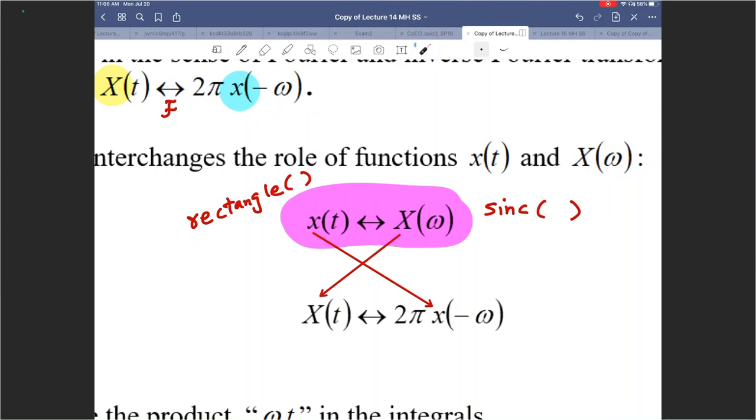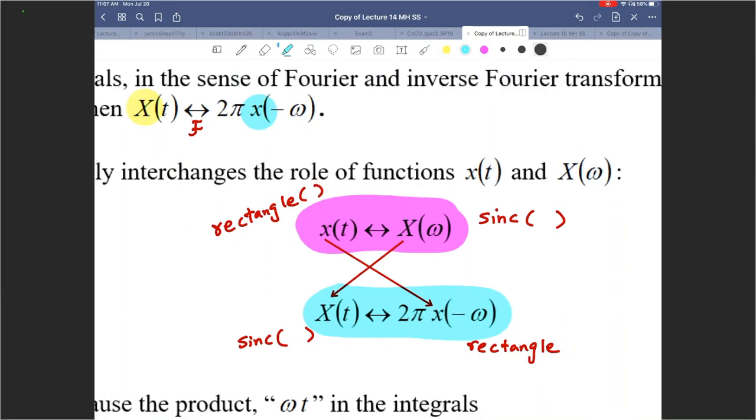But coming back to duality, if you switch that function sinc in the time domain, right, cap X, the function is in time, then the Fourier transform of that will be a vertically flipped rectangle with a scaling of 2 pi. That's the principle of duality. So the functions remain the same, but their roles have interchanged.